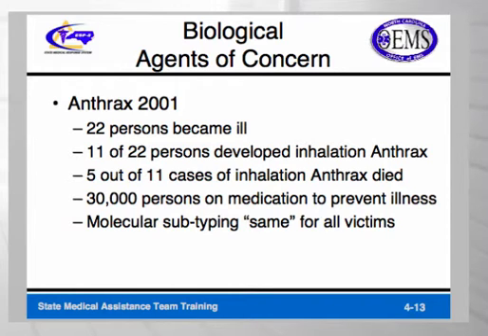Because attribution of the crime was so difficult, it took years until a former biodefense worker was identified as the suspected culprit. This person died before being brought to trial.